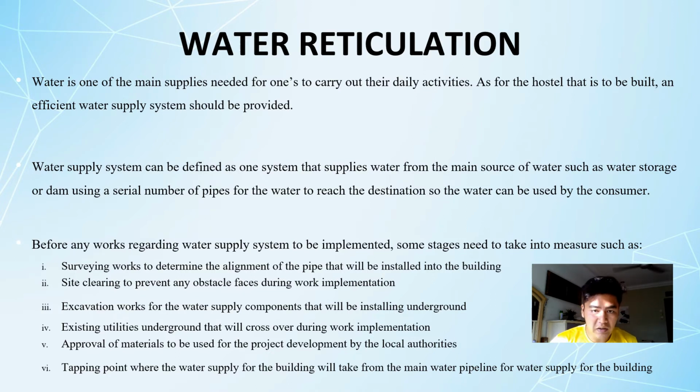Before any works regarding the water supply system are implemented, there are some stages that need to be taken into account. First is surveying work to determine the alignment of the pipe that will be installed into the building. Second, site clearing to prevent any obstacle faced during the work implementation. Third is the excavation work for the water supply components that will be installed underground. And fourth is existing utilities underground that will be crossed during work implementation.